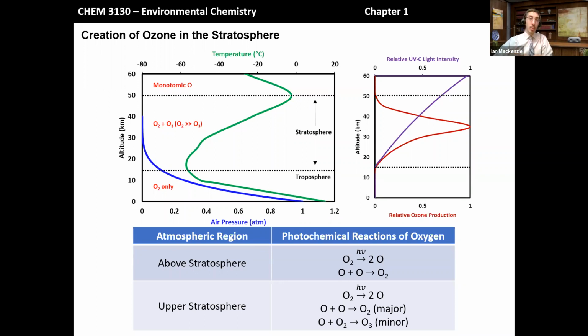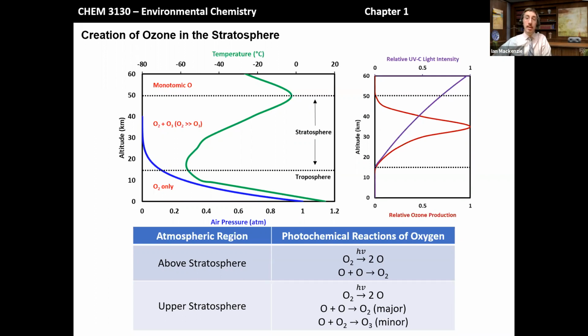We can calculate the wavelength required for that, and essentially that will absorb UVC light, filtering some of it from the atmosphere, but it splits O2 into single monatomic atoms, just isolated by themselves. Because the air pressure is so low, those atoms really don't run into another molecule for a long time. And so, because the UVC light intensity is high, the majority of the O2 above the stratosphere exists only as single oxygen atoms.